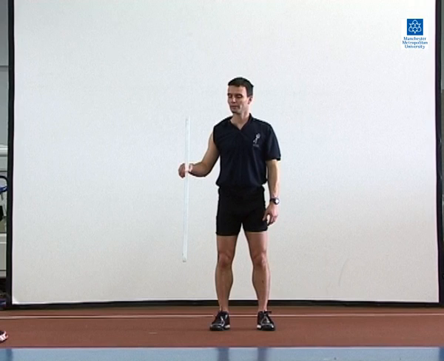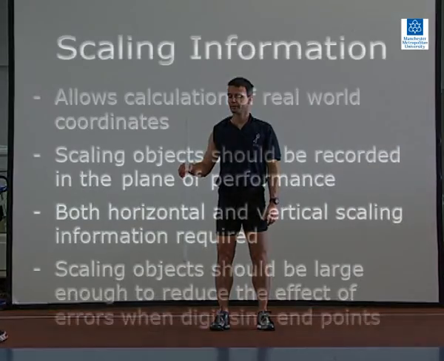Note that the participant is in front of the plane of performance, which would introduce perspective error in the digitized data. It is also too short, and no horizontal scaling information has been included in the field of view. Both of these factors could impact on the accuracy of the calculation of real-world coordinates.